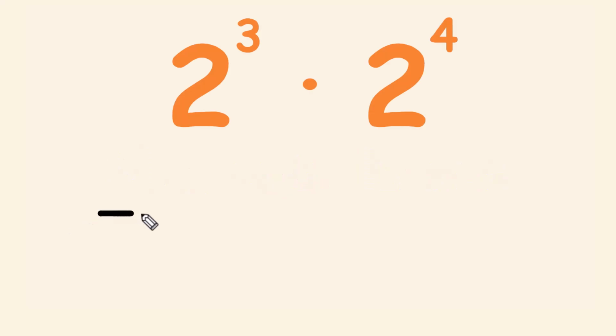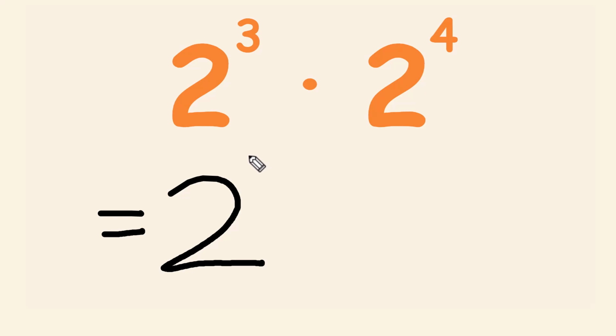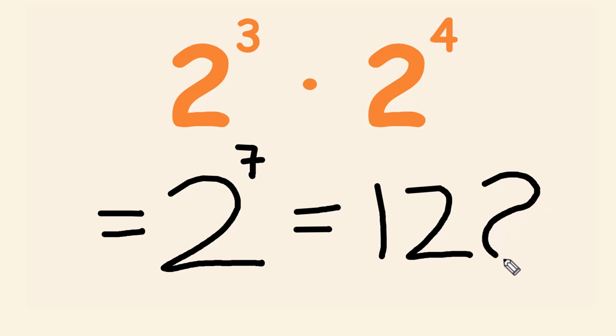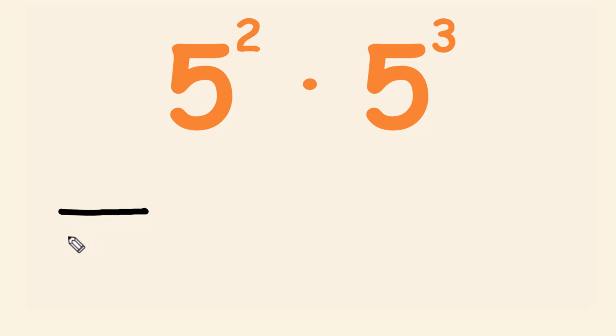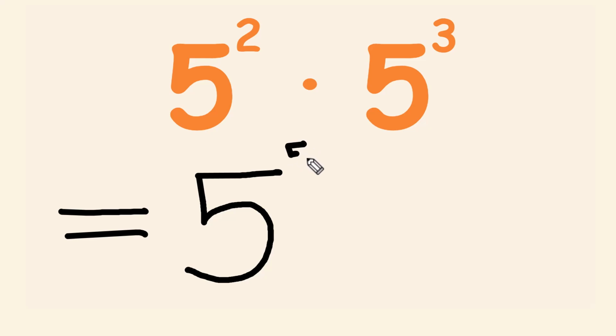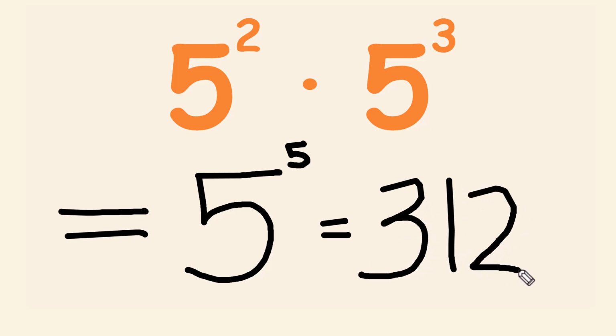Numeric bases. We have the same numeric base, which is 2. Now let's add the exponents. 3 plus 4, 7. But we need to simplify 2 to the 7th power and it will give us 128. Another example of numeric base. Let's keep the base, add 2 plus 3 and let's simplify 5 to the 5th power and this will give us 3125.